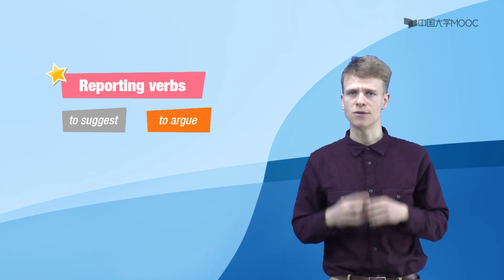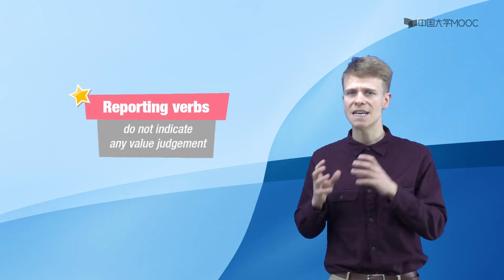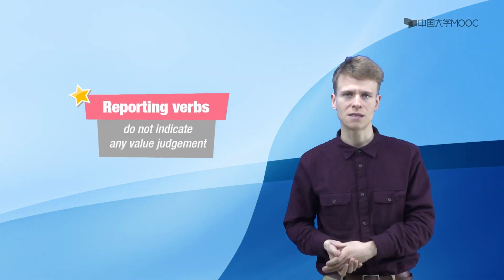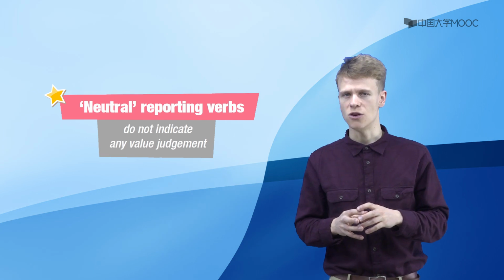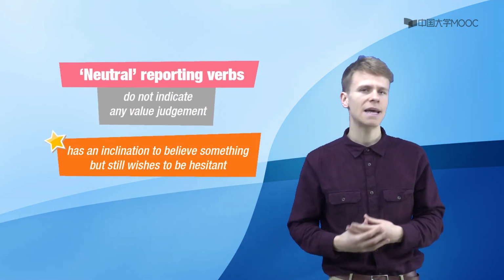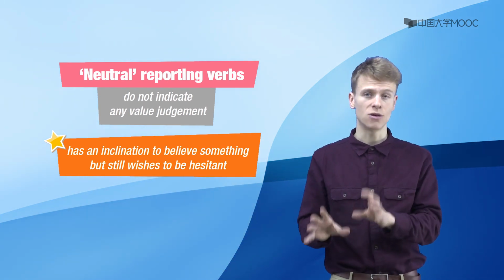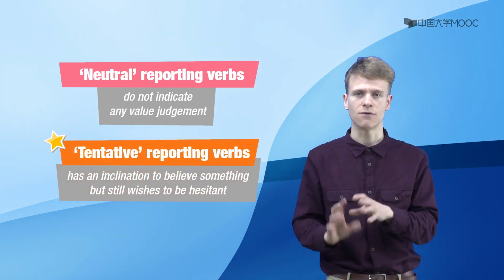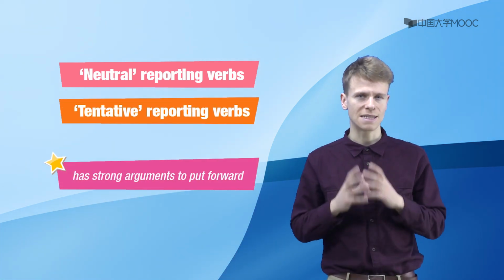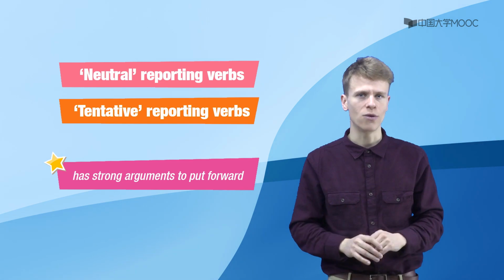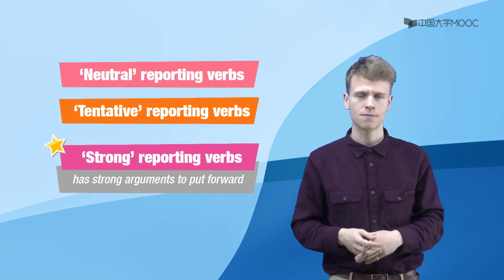Some reporting verbs are used principally to say what the writer does and does not do. These verbs do not indicate any value judgment on the part of the writer. They are called neutral reporting verbs. A second group of verbs is used to show when the writer has an inclination to believe something but still wishes to be hesitant. These verbs are called tentative reporting verbs. Finally, if the writer has strong arguments and is absolutely sure of his or her ground, a strong reporting verb can be used to refer to these ideas.